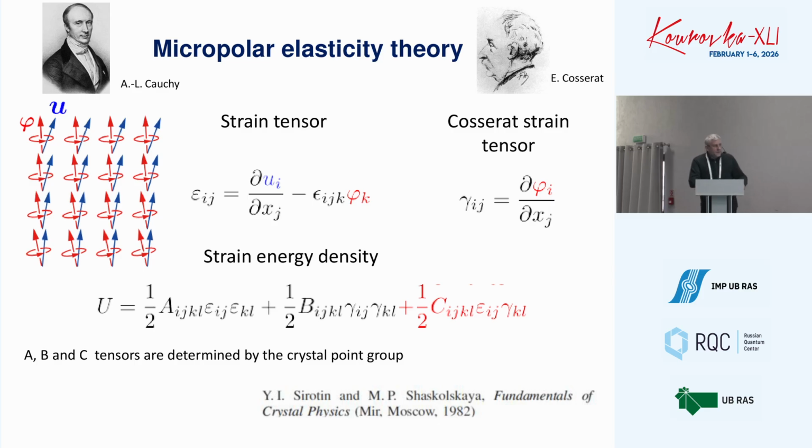For this purpose, he expanded the definition of the Cauchy strain tensor epsilon, introducing an additional term related to rotation. He also introduced an additional strain tensor, the Cosserat tensor, which depends entirely on the micro-rotation phi. The strain energy density is expressed as a bilinear form of these strain tensors, and the last term describes the interaction between the Cauchy and Cosserat tensors. The elastic tensors of rank four depend on the point group of the crystal, and they can be found in the handbook by Sirotin and Shaskolskaya.